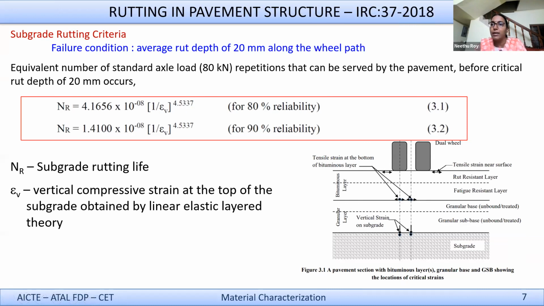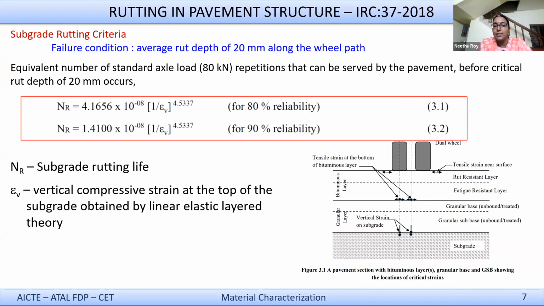Now, what is this failure by rutting? IRC essentially says that if you see an average rut depth of 20 mm, that is designated as failure due to rutting. Okay, so in this structural evaluation of pavement as per IRC, we are essentially looking at the subgrade rutting, or the strain on top of the subgrade. So you are interested in minimizing the subgrade rutting, which minimizes the rutting on top of the pavement surface. That is what the idea is all about, right?